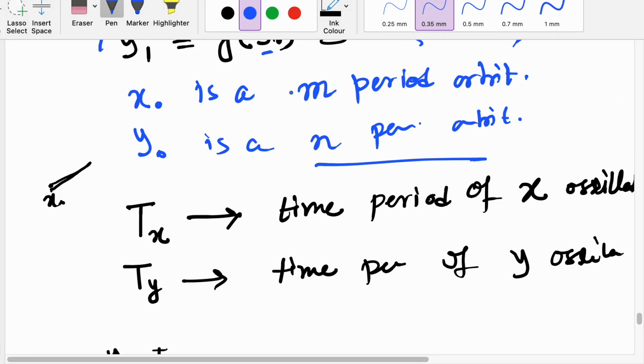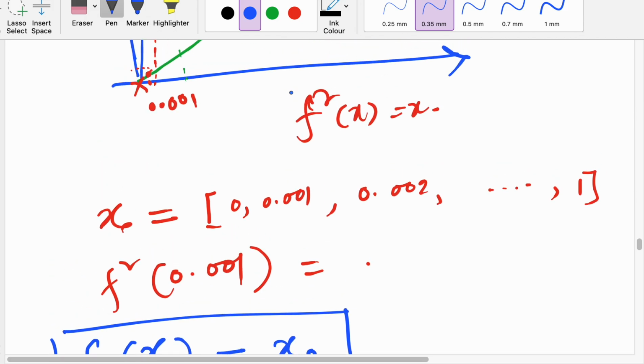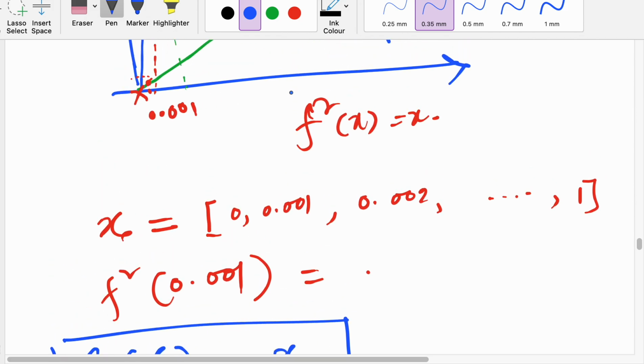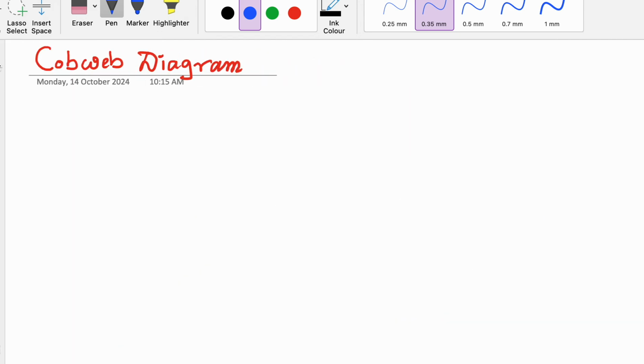Let's see what we have done. So we know what a period is. Let's go back to this. Okay, so what we have learned, we know the definition of an orbit.